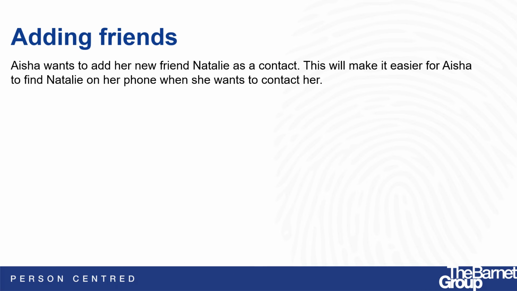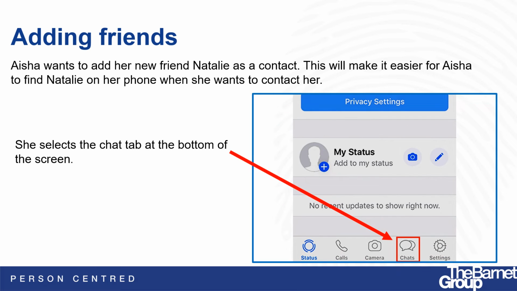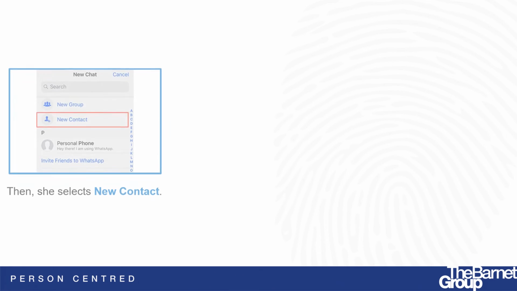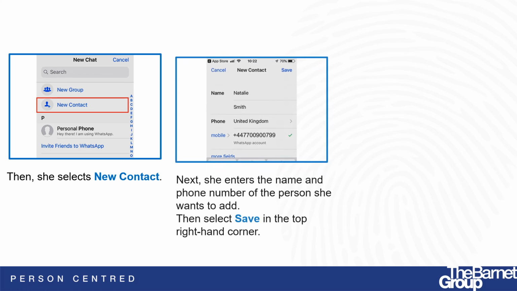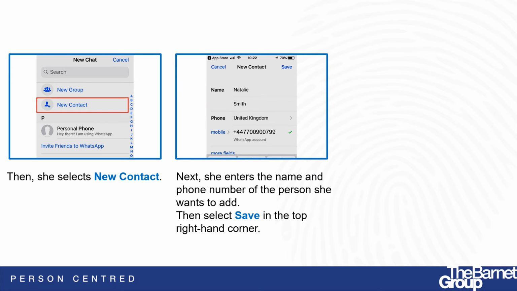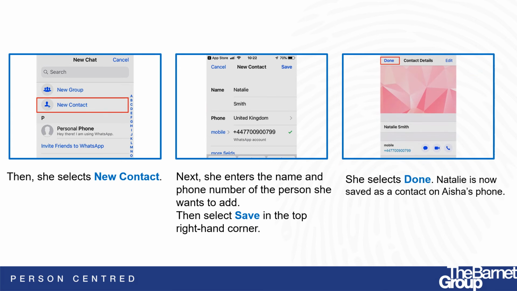Aisha wants to add her new friend Natalie as a contact. This will make it easier for Aisha to find Natalie on her phone when she wants to contact her. She selects the chat tab at the bottom of the screen. Then she selects New Contact. Next, she enters the name and phone number of the person she wants to add. Then selects Save in the top right-hand corner. She selects Done. Natalie is now saved as a contact on Aisha's phone.